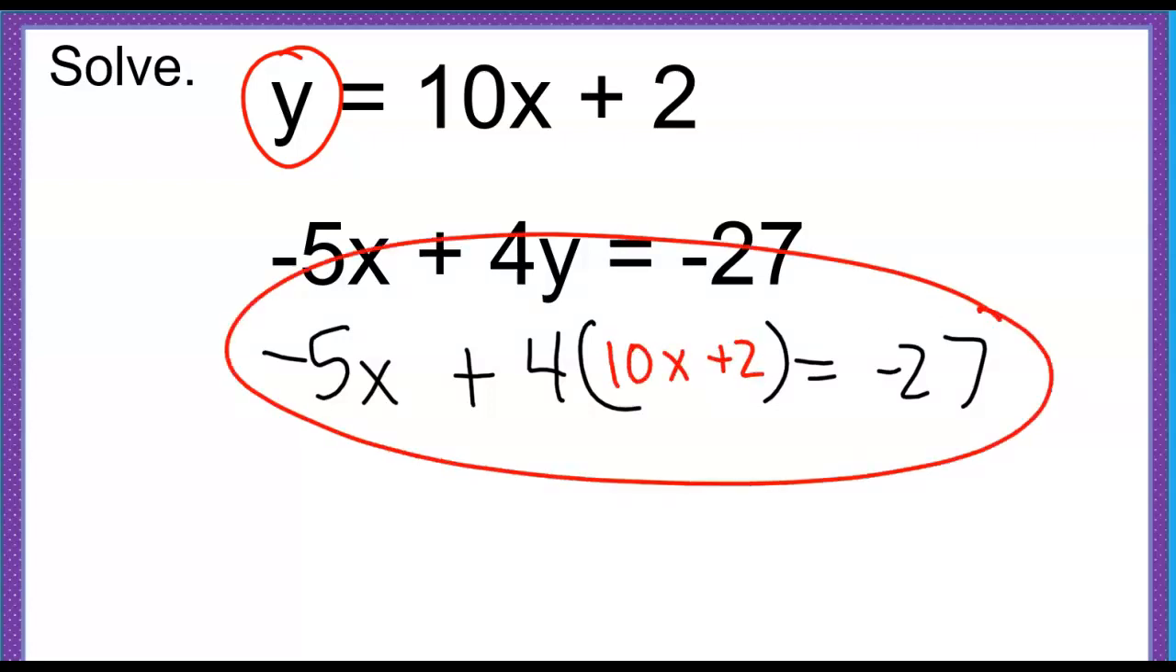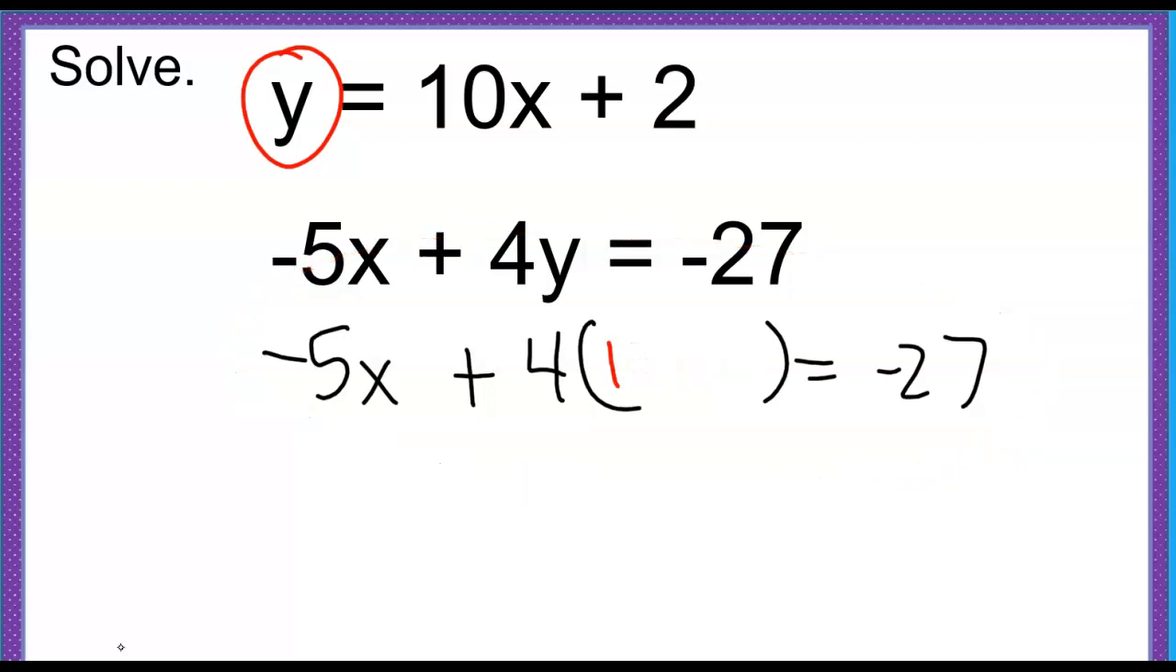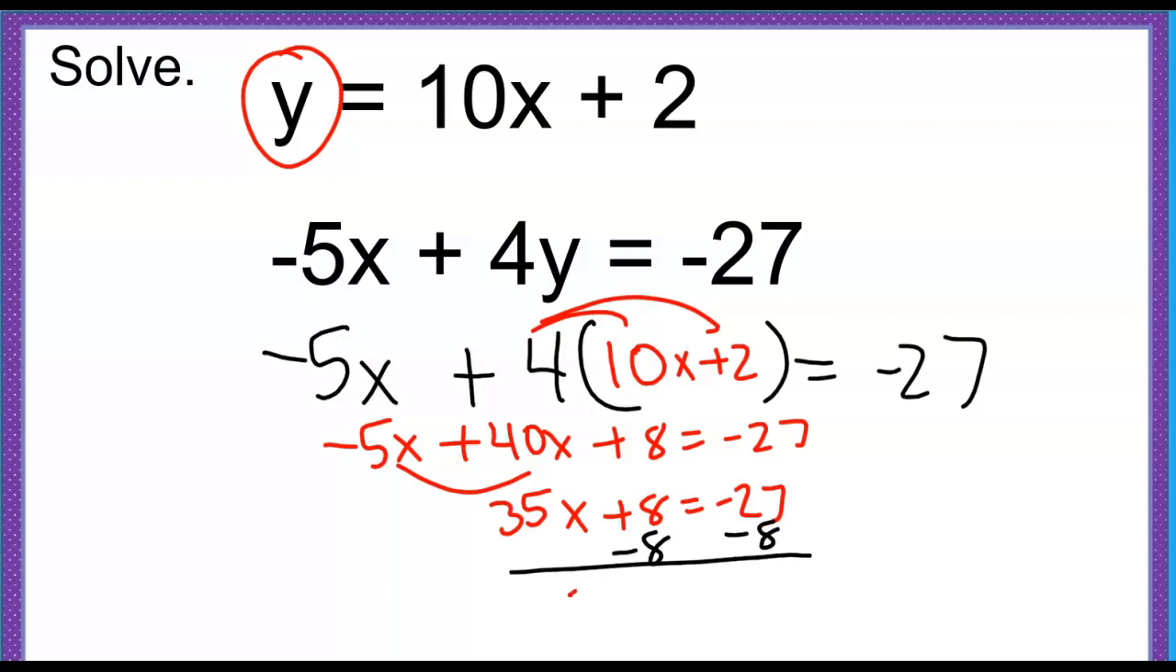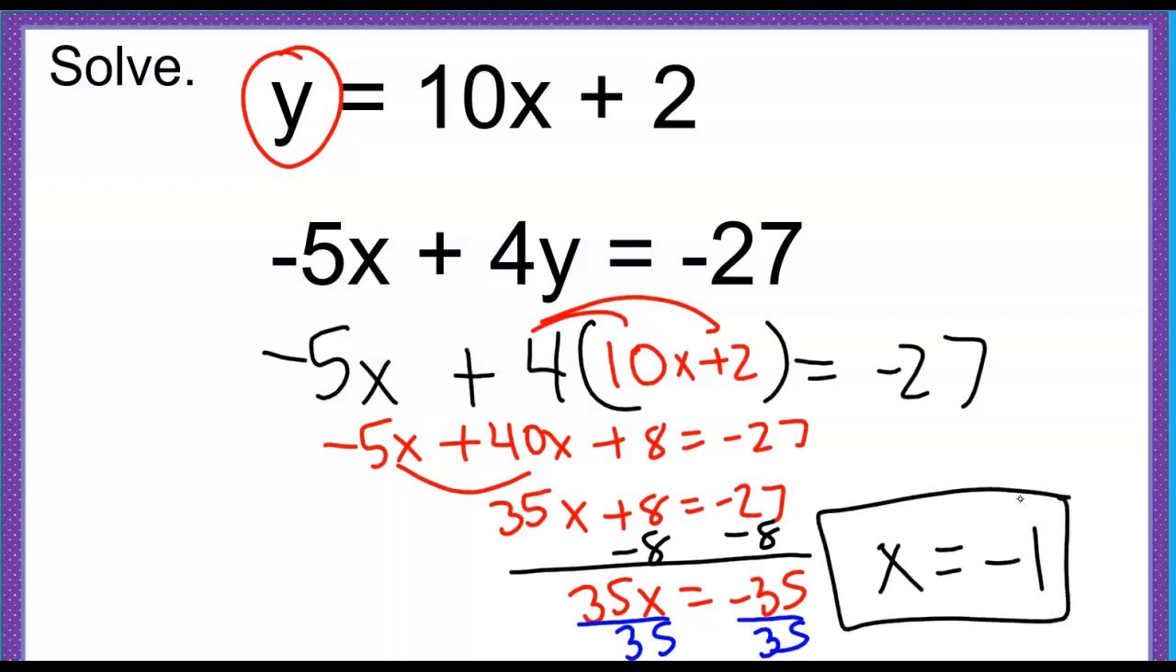Now I have a single equation with one kind of letter. So I'm going to distribute. I'm going to combine like terms. And I'm going to isolate my variable x by using inverse operations. And I have half of my answer.